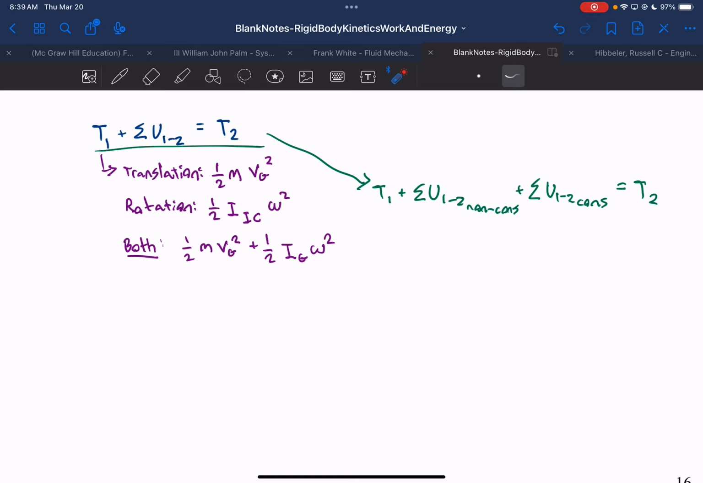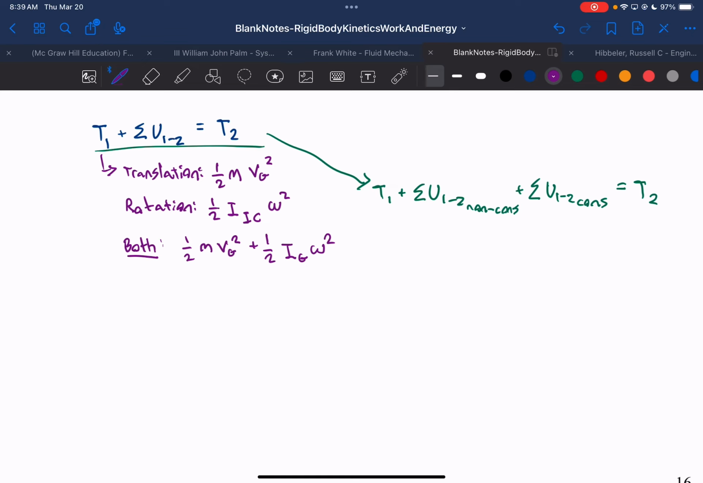So what is the special condition that conservation of energy works with? Well, that's only if we don't have any non-conservative forces. If we don't have kinetic friction, if we don't have drag, if we don't have any non-conservative force, we're free to use conservation of energy. Why? Because this guy cancels out, and then we're just left with this equation.